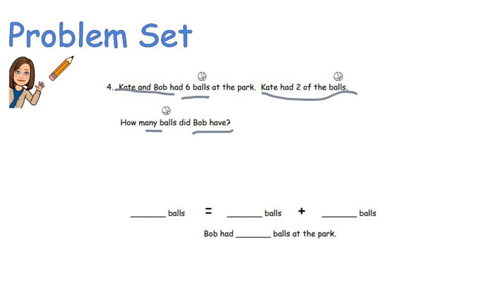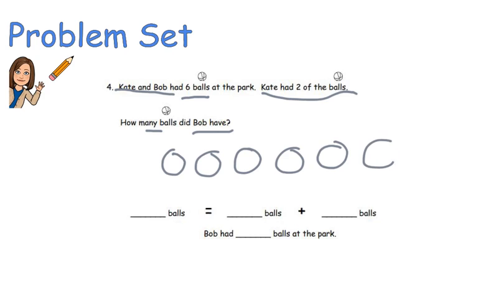Okay. So let's see. How many do they have all together? 6. Our problem tells us right here, 6. So I'm going to draw 6 circles. 1, 2, 3, 4, 5, 6. And I'm going to write 6 here on the line because our total is first because the equal sign is first. And then our 2 parts are here.